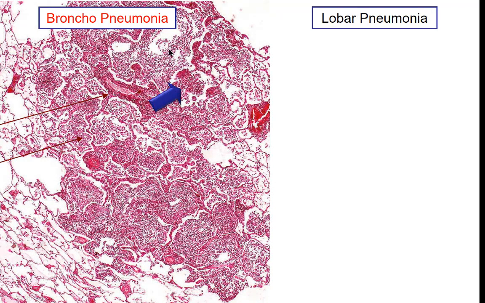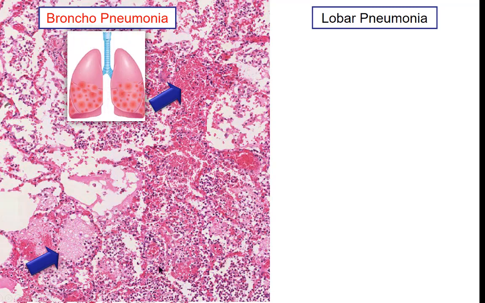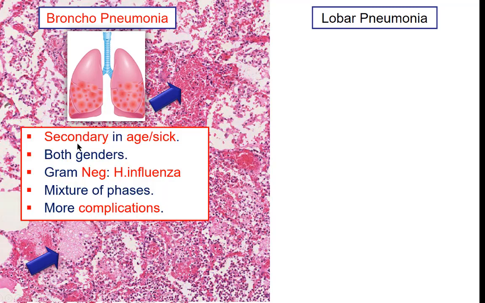So now I'm comparing bronchopneumonia. There will be involved inflamed alveoli with normal alveoli, and in high overview you can see different stages. See, that's fluid accumulated within the alveolus, so congestion phase, plenty of RBCs, red hepatization phase, and you can see here just WBCs, gray hepatization phase. Okay, so there will be multiple patches in the lower lobes bilaterally. So this is usually a secondary pneumonia in an aged or a sick patient. Both the genders are affected equally. Gram-negative bacteria, H. influenzae is the most common.